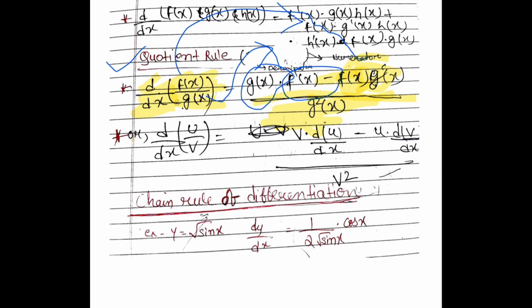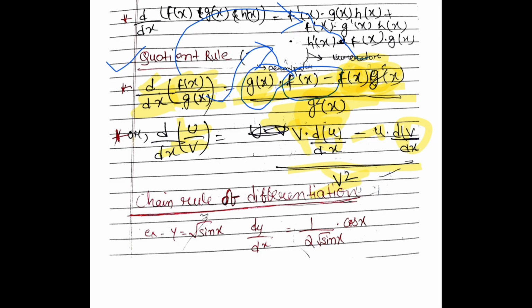This is top, this is bottom, this is numerator, this is denominator. So first you will do what? You will keep the denominator as it is and do the numerator differentiation. Then again minus, you will keep the numerator as it is, then do the differentiation of the denominator, and the whole divided by denominator square. You can also say u by v. So v as it is, u differentiation, minus u as it is, v differentiation, whole divided by v square.